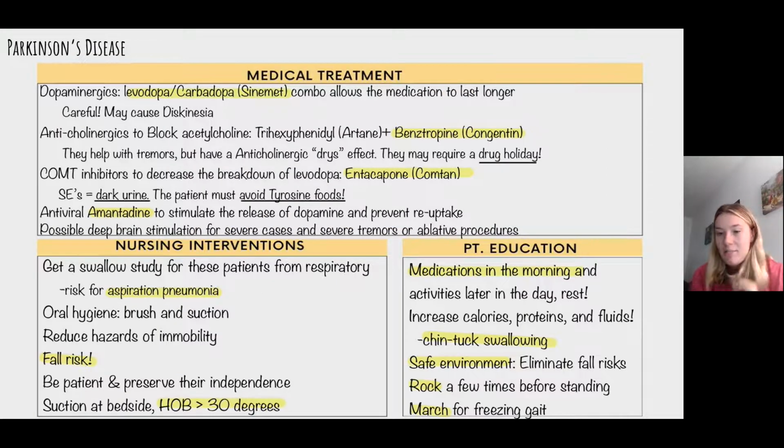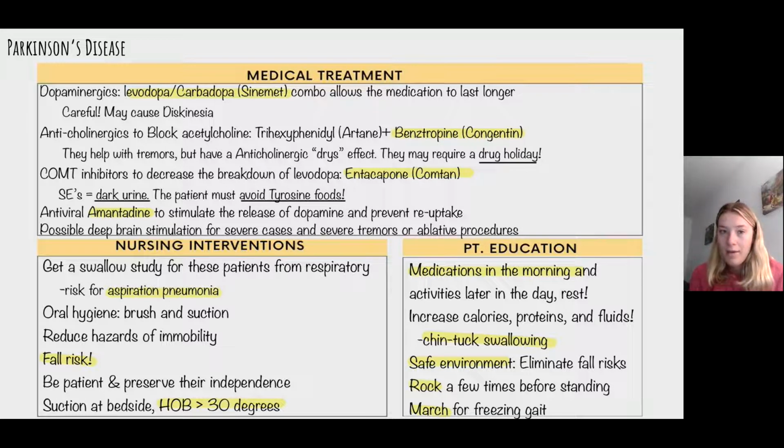So what do we give these patients? Drug of choice is our Sinemet, our levodopa-carbidopa. It allows the medication to last longer. Again, in pathophysiology, we reviewed that the carbidopa helps the levodopa ride up and cross the BBB, the blood-brain barrier. So just review that. But just be careful. It can also cause dyskinesia.